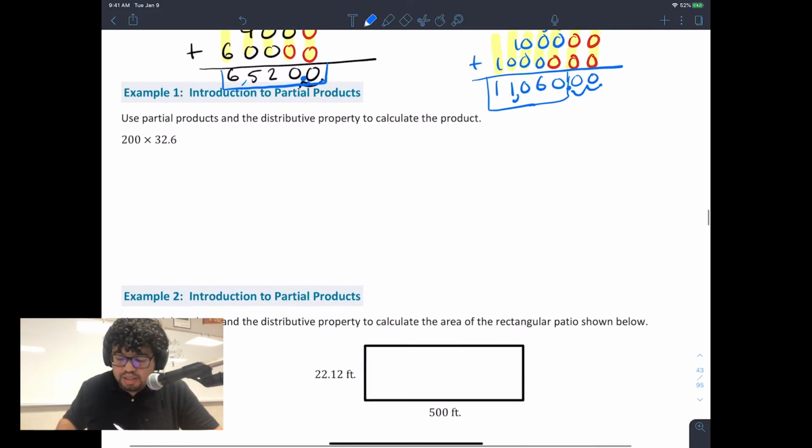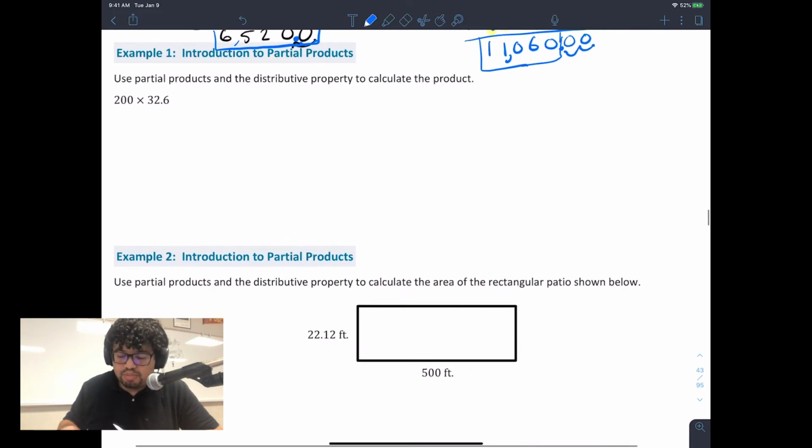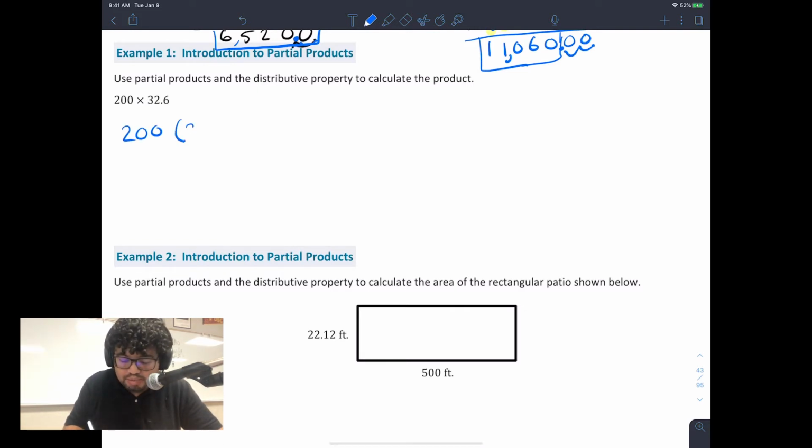Okay, so now let's go ahead and do example number 1. Example number 1, introduction to partial products. Use partial products in the distributive property to calculate the product. If you guys remember, what I'm going to do here is grab this 200, and then multiply it times 32 plus 200, and multiply it times 0.6, okay.